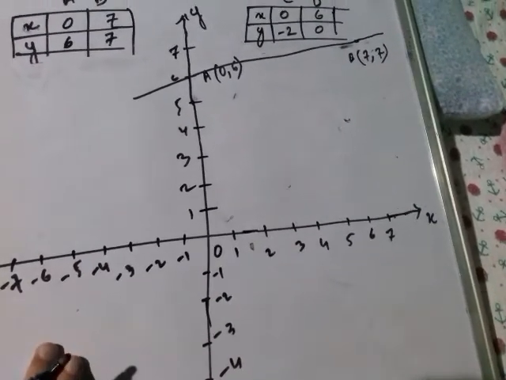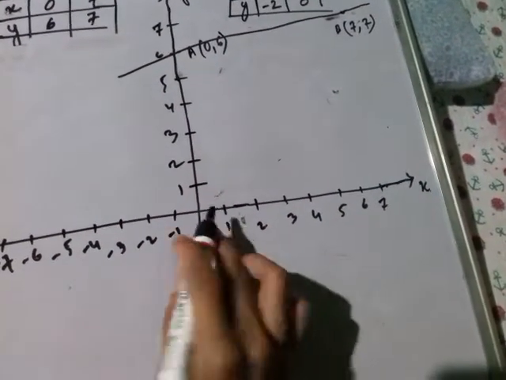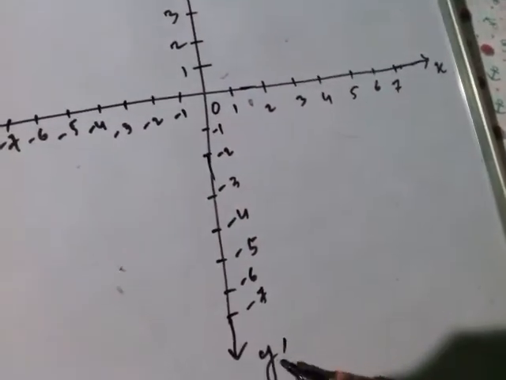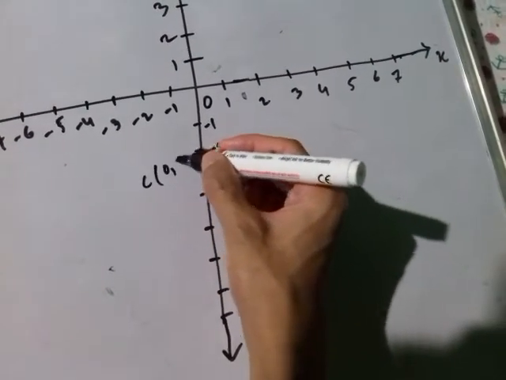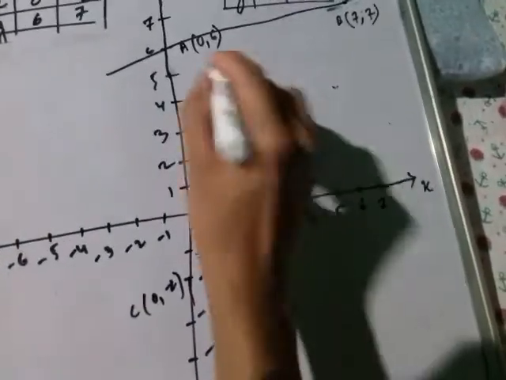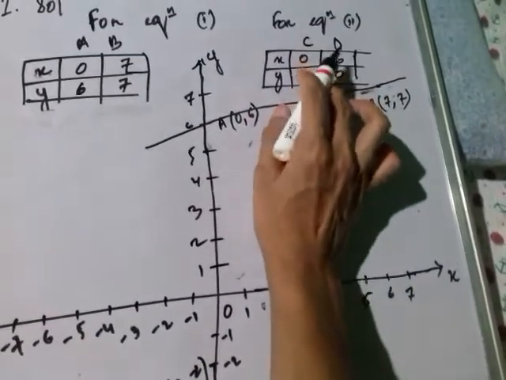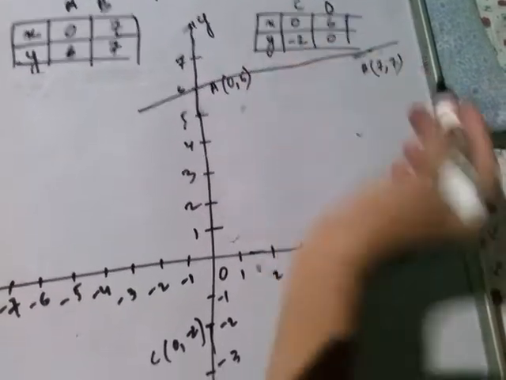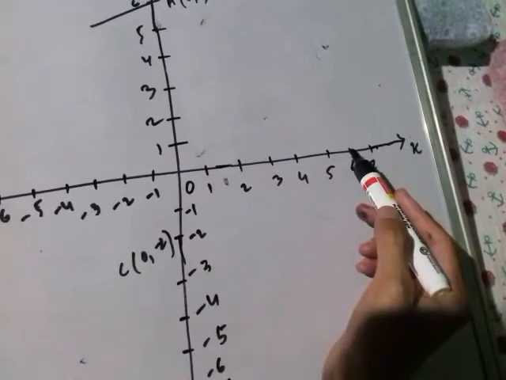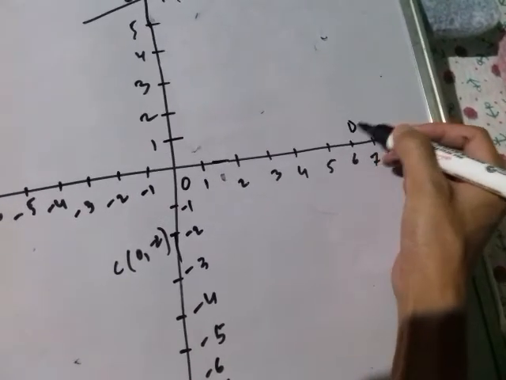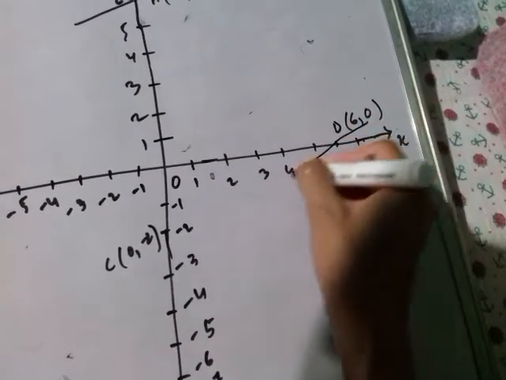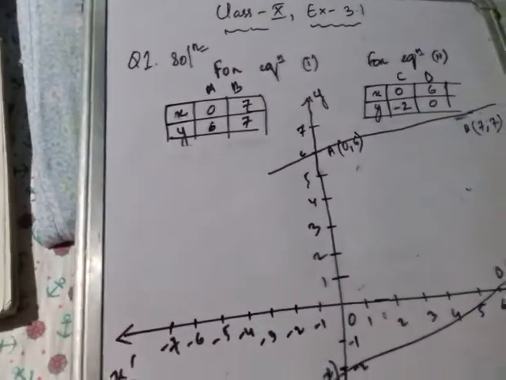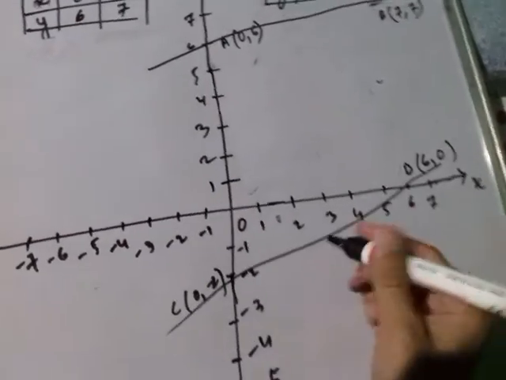Okay, so for equation 2, what will it be? C. If x is 0, y will be minus 2. You see, y will be minus 2. So it will be here, that means c 0, minus 2. Okay, for d, if x is 6, y will be what? 0. So it will be here, d, if x is 6, y is 0. So you will make a line like this again through these two. Understand? If you make a line like this, then this will be equation 2.